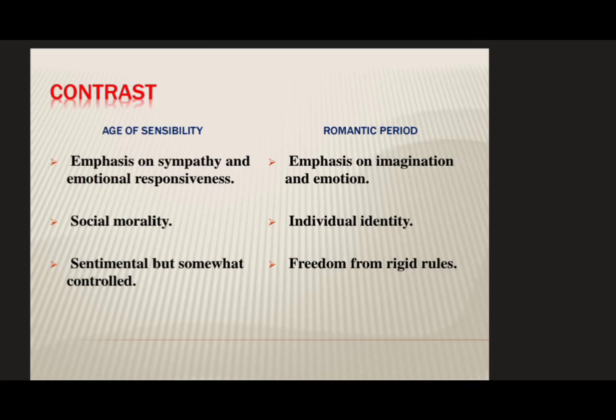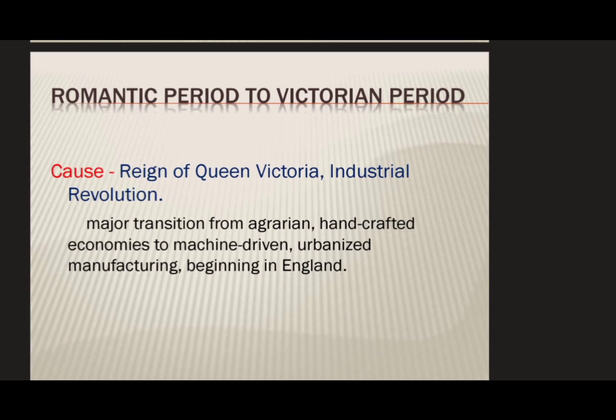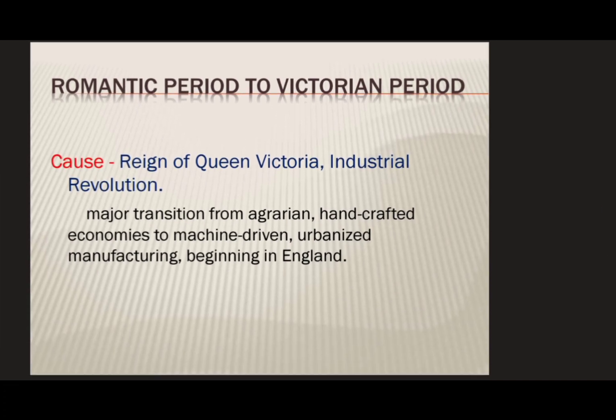What leads to the rise of the Victorian period is the reign of Queen Victoria and the Industrial Revolution. The major transition from agrarian, handcrafted economies to machine-driven, urbanized manufacturing began in England. So the Industrial Revolution was about the machinery and factories that had started establishing in England. The shift from a handcrafted economy to this industrial economy was a big leap for society. That transition led to various societal issues and upheavals that were reflected in the literature.